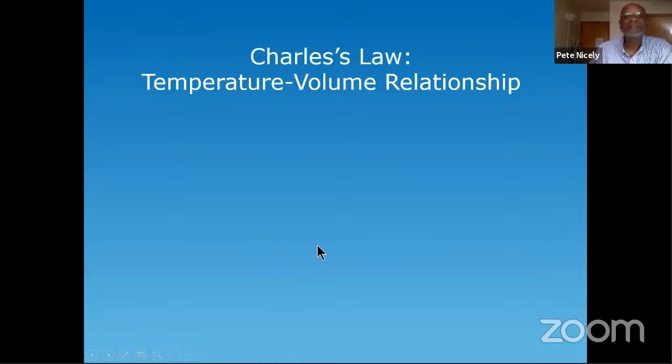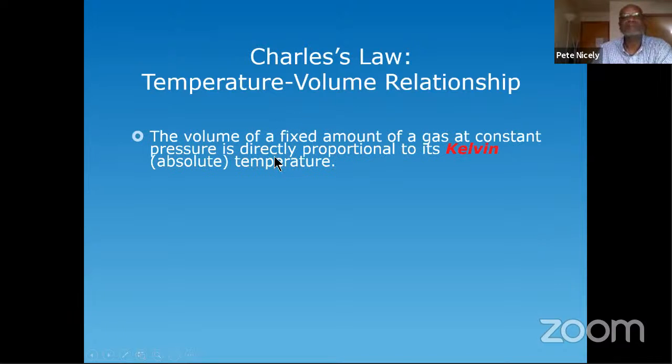Okay, the next law, and this may be the final law that we'll be looking at today, is Charles' law. And this law describes the relationship between the volume of a gas and its temperature. And in words, this is the law. The volume of a fixed amount of gas at a constant pressure is directly proportional to its Kelvin, and this is very important, to its Kelvin or absolute temperature.